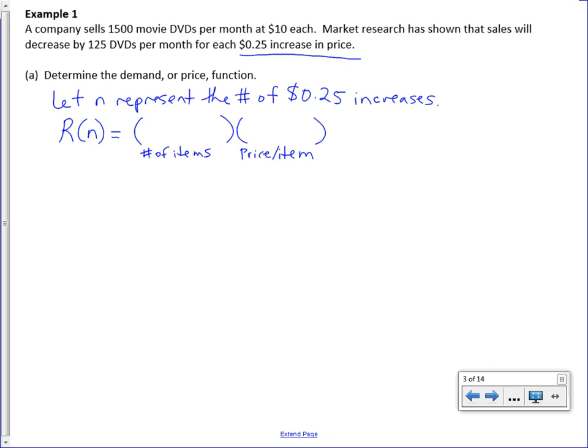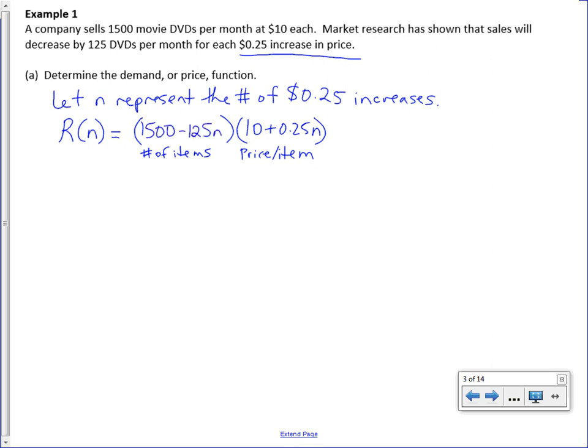What would be the price if you start increasing the price by 0.25? What would be a general expression that represents the price of the item based on n increases? Beautiful, 10 plus 0.25n. And then the number of items based on n, because as you increase the price, you start losing 125 sales. What would be your number of items expression? Very good, 1500 minus 125n.